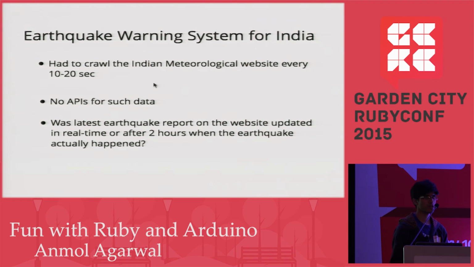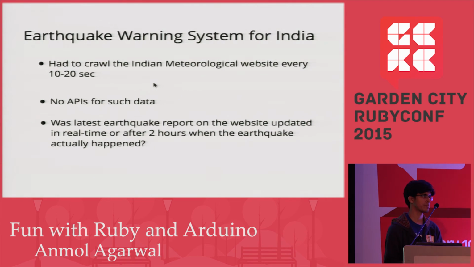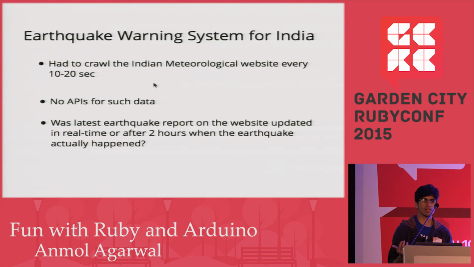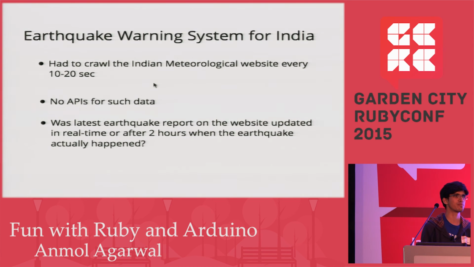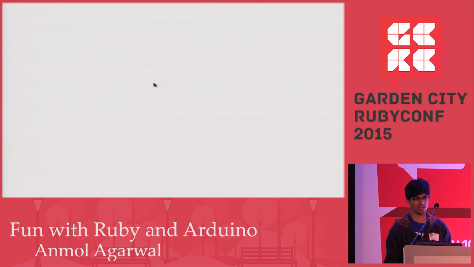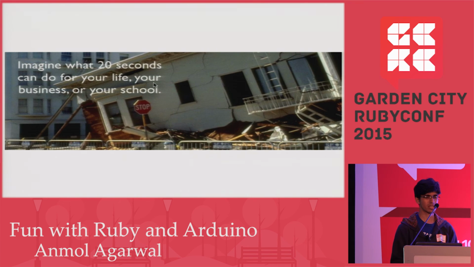I found an Indian Meteorological Survey website which shows the latest earthquake report, but there were no APIs for that, and that's why I had to crawl it every 10-20 seconds, because an earthquake is such a crucial event where every second matters. And the doubt was whether the latest earthquake report on the website was updated in real time or 2 hours after the earthquake came. Otherwise, it wouldn't make sense. Because imagine what 20 seconds can do to your life, your business, or your school.